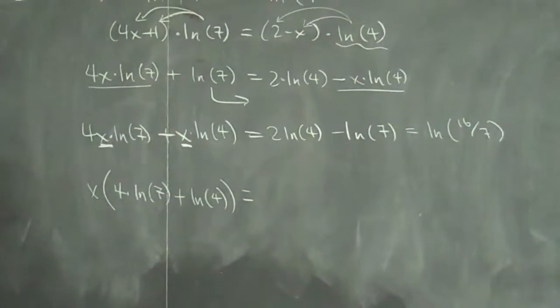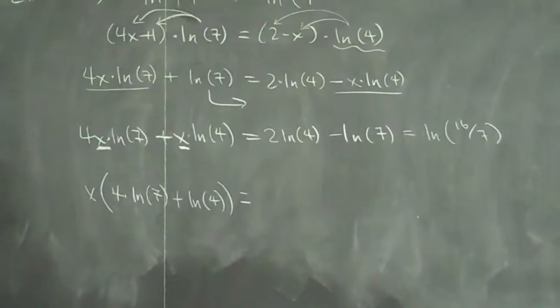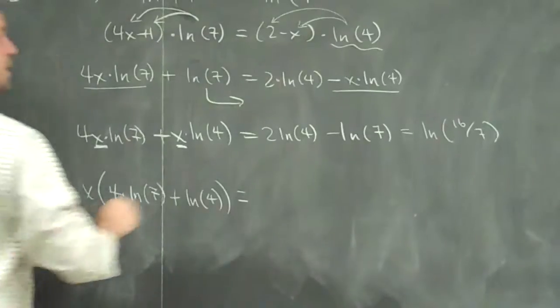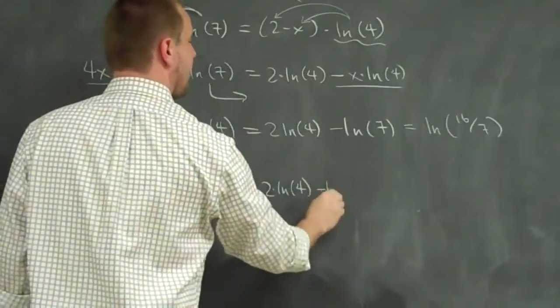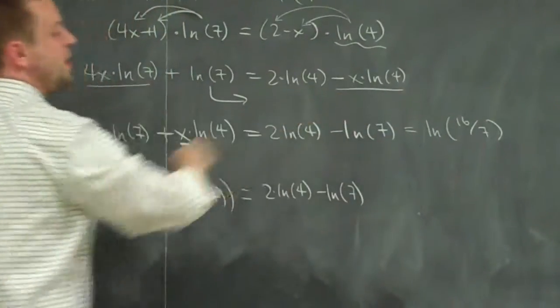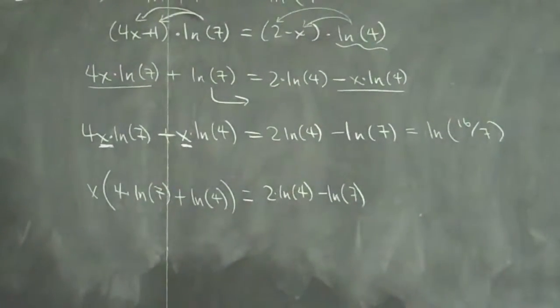whichever one you picked. I'm going to go with the 2 times the natural log of 4 and all that. If you're committed to calling that the natural log of 16 over 7, good. Go for it.